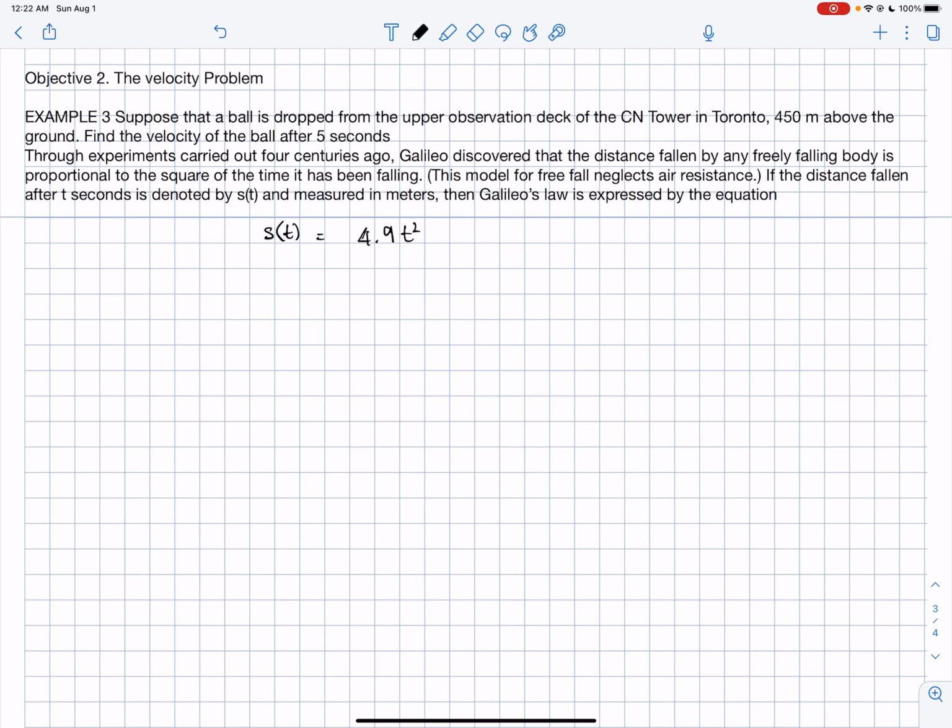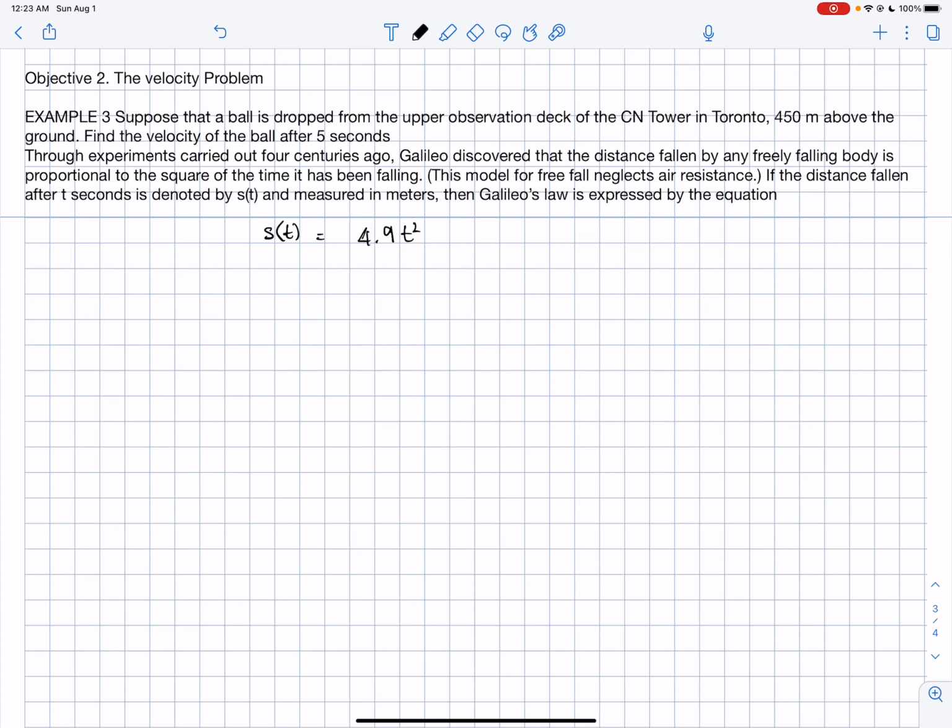Example number 3. Suppose that a ball is dropped from the upper observation deck of the CN Tower in Toronto, 450 meters above the ground. Find the velocity of the ball after 5 seconds.